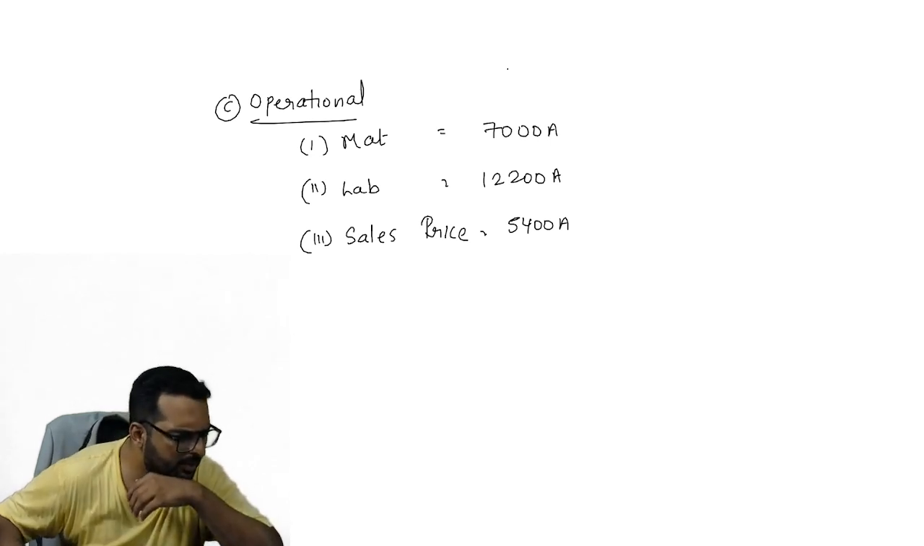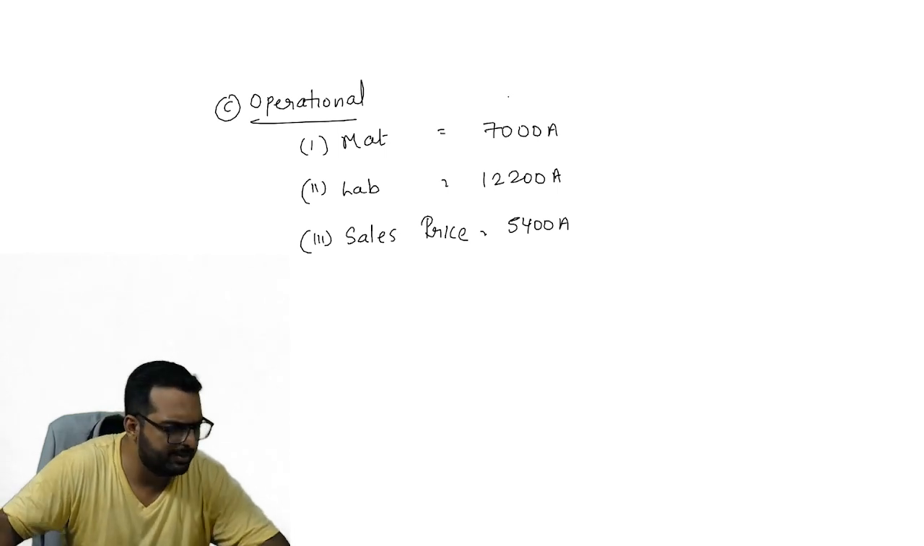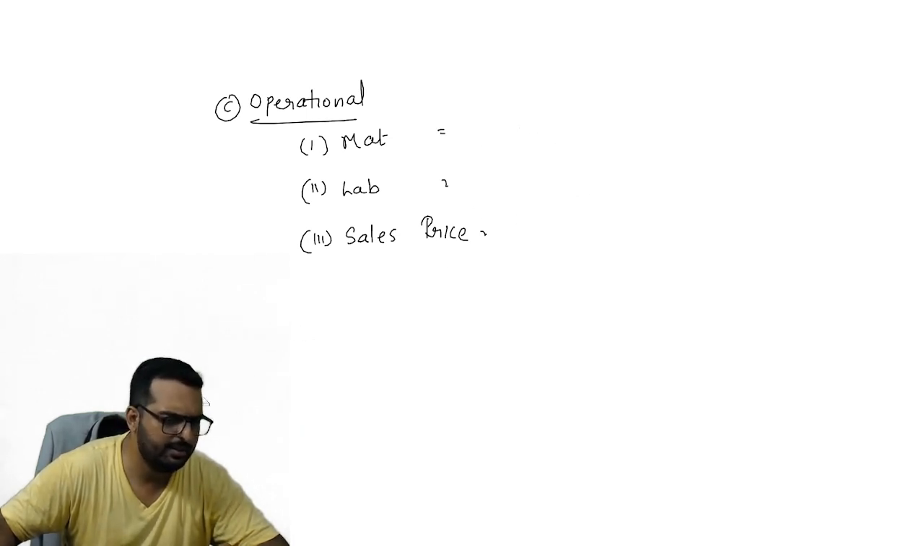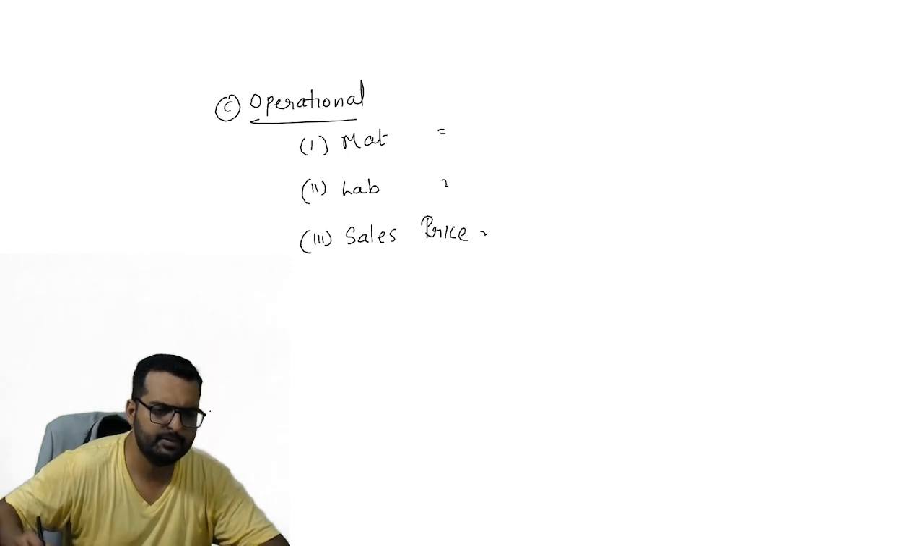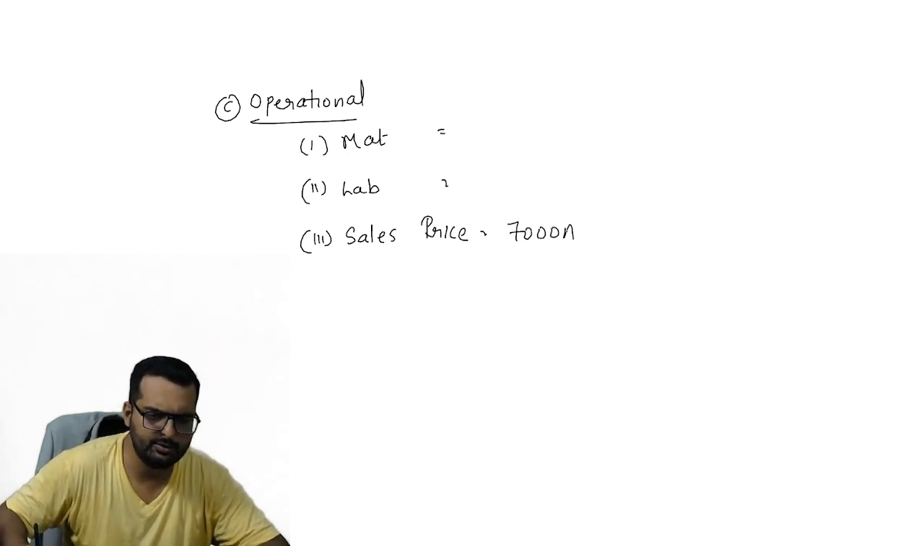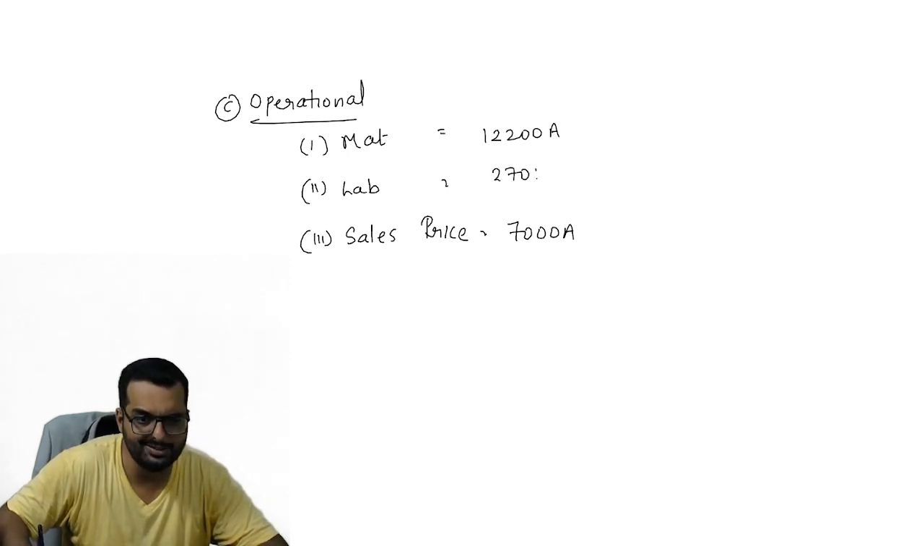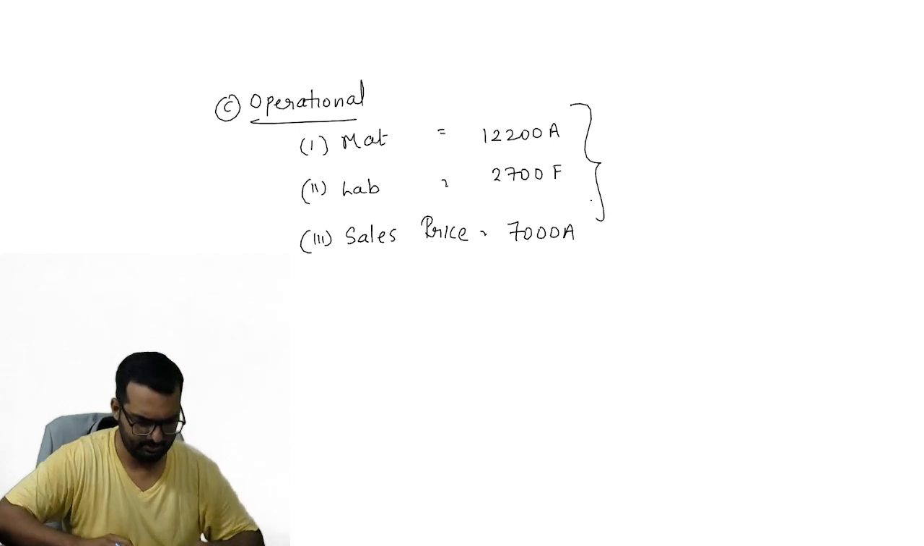One minute. 12,200 adverse is material, is it? So I have made some mistake here. Sales price is 7,000. So I have written everything topsy-turvy. Okay, tell me once again. Material, how much? Sales price is 7,000 adverse. Correct? Material is 12,200 adverse. Am I right? Adverse. Right? And what about labor? Labor is 2,700 favorable. Is it?